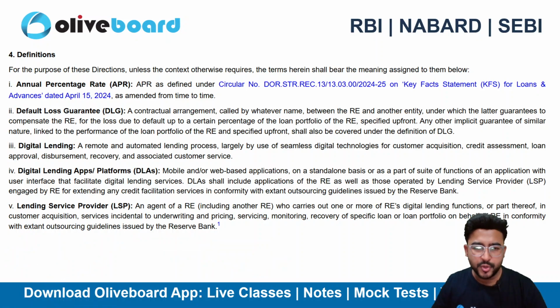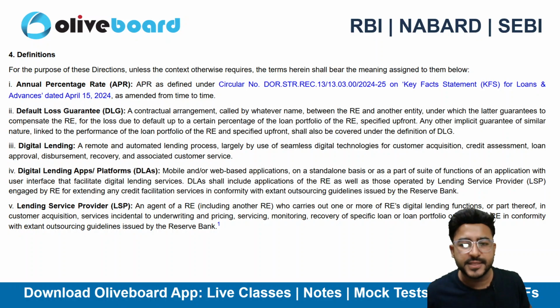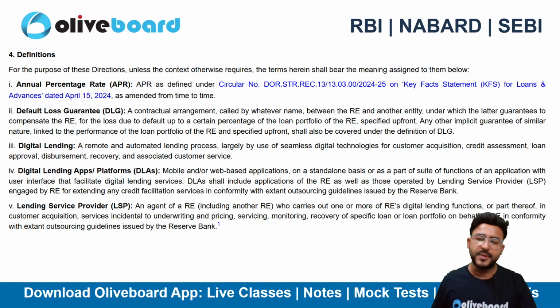And I hope you know a particular finance related current affair as well related to this default loss guarantee. We have covered it recently in the finance current affairs classes. I will cover it in this particular class as well. Okay. Then we do have digital lending. It's nothing but remotely automating the process of lending, right? We are digitally lending the money via application here, right?